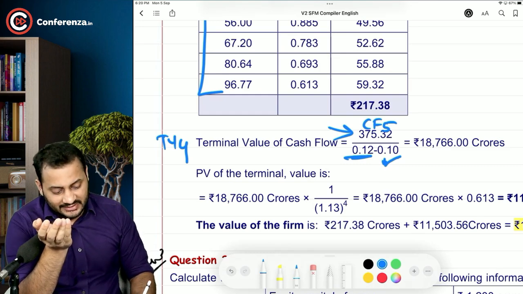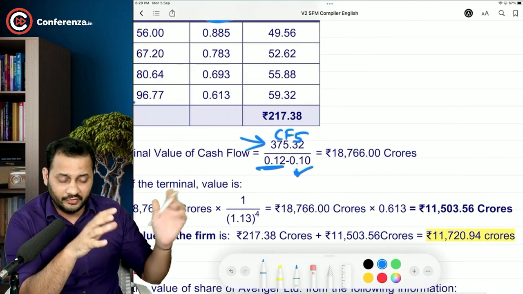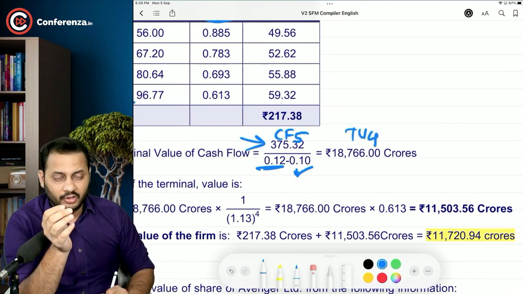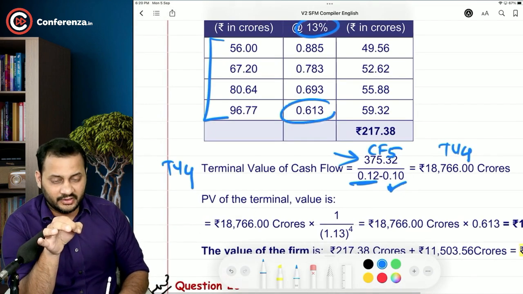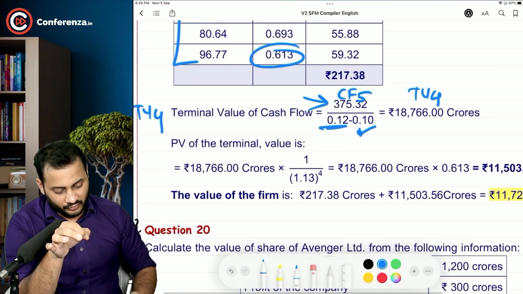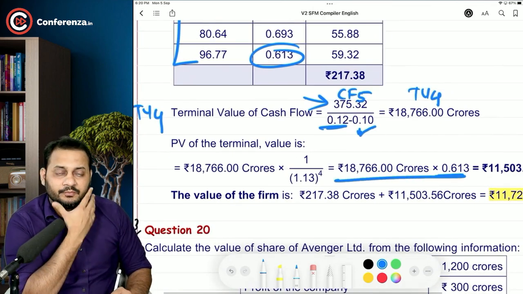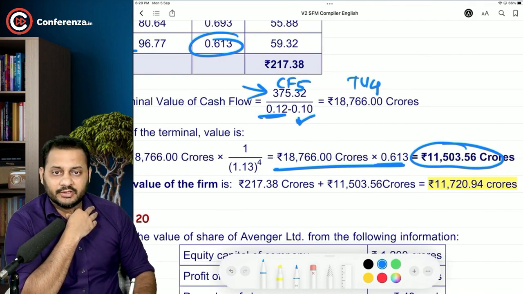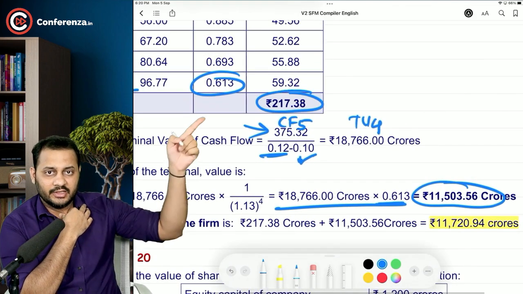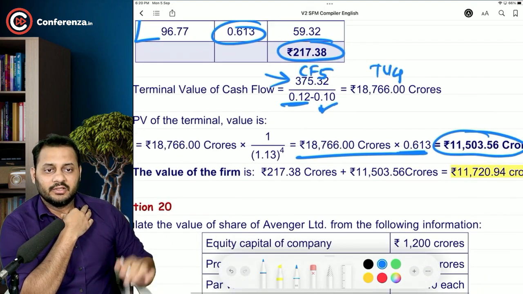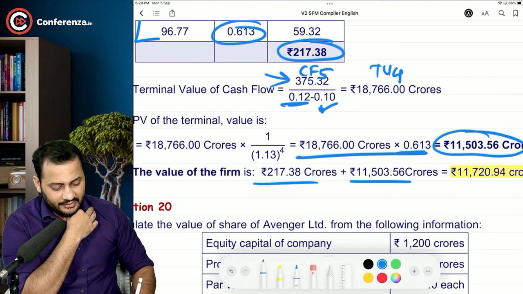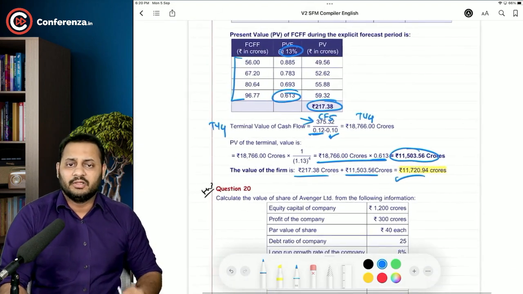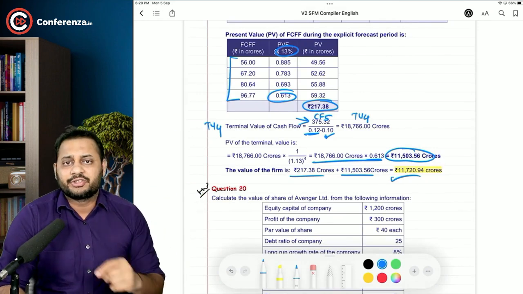So 18766, with the help of cash flow 5th year, you will arrive at the terminal value of 4th year, and the 4th year factor is 0.613, and the present value of that is 11,503.56. So for the first 4 years it is 217, and after that it is 11,503. Once you add it, you will get the value of the firm. Rest of the treatment is same as question number 18.